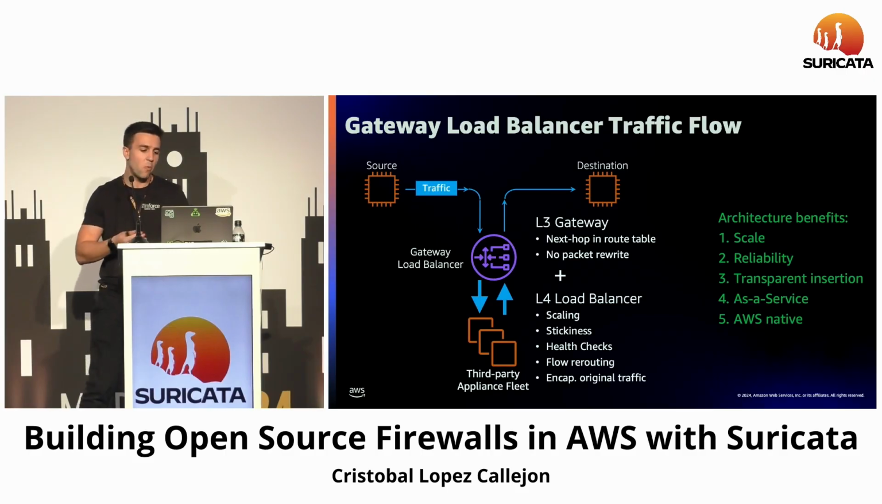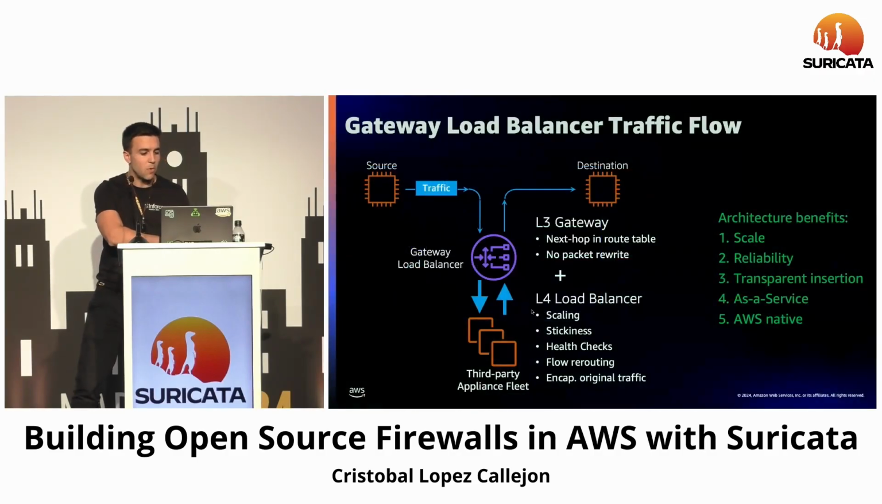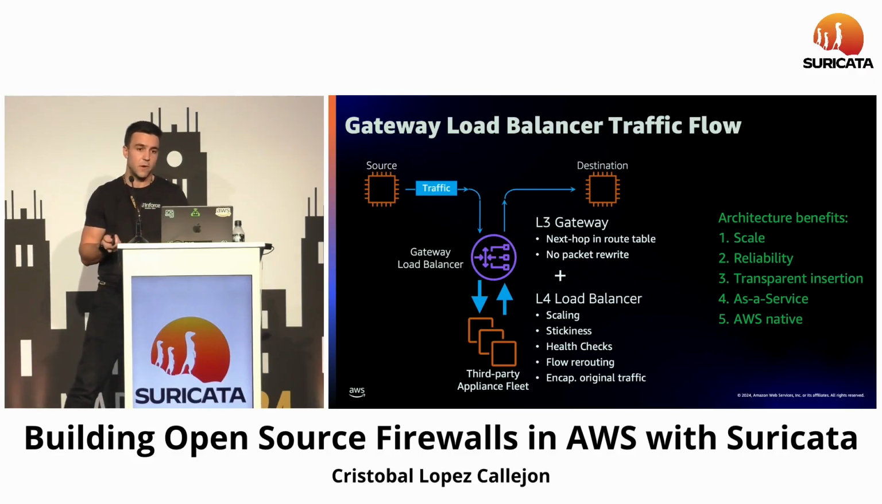So that's something that once configured, this part of the gateway load balancer, this gateway load balancer plus the third-party appliances, just by situating the endpoint on different networks, we can have that inspection provided as a service. And finally, that it is an AWS native service.